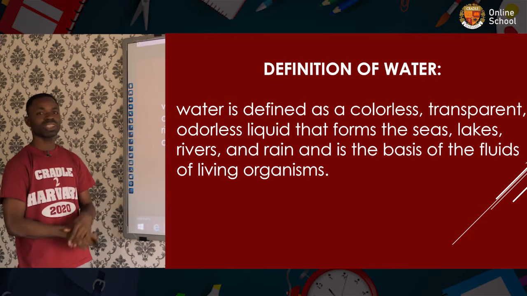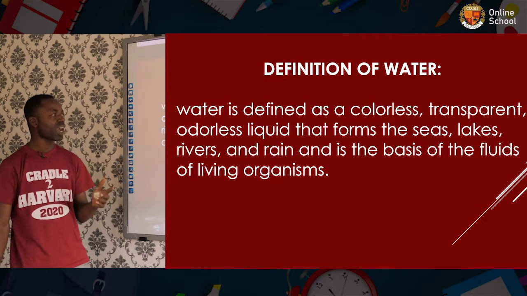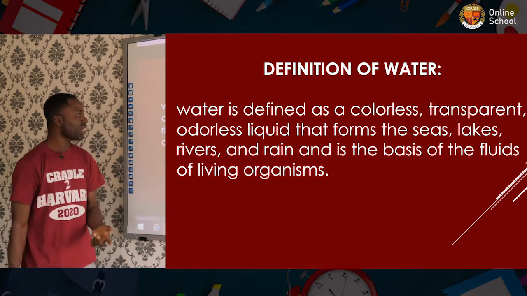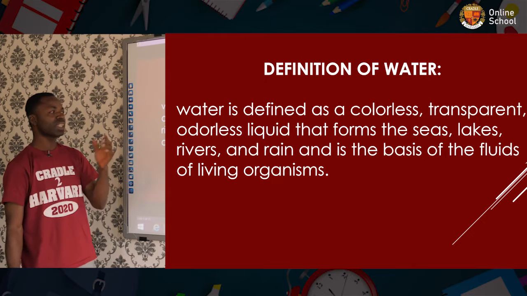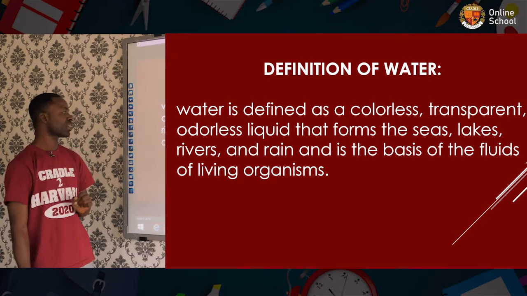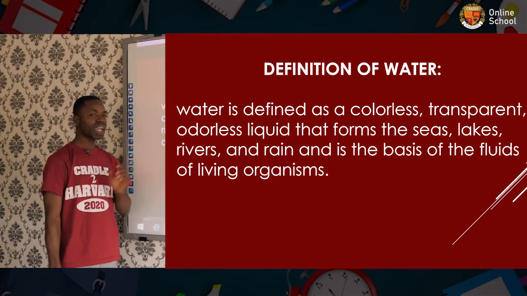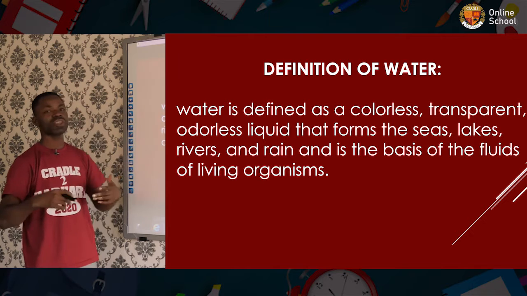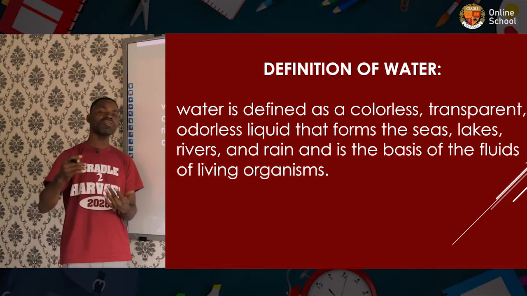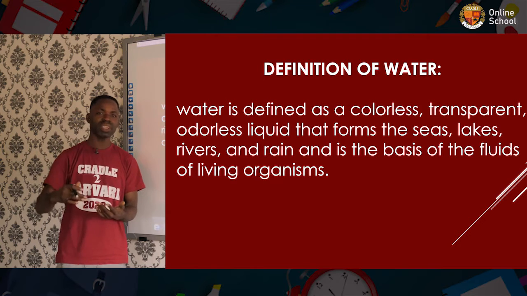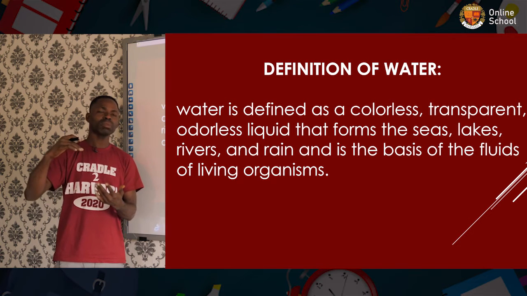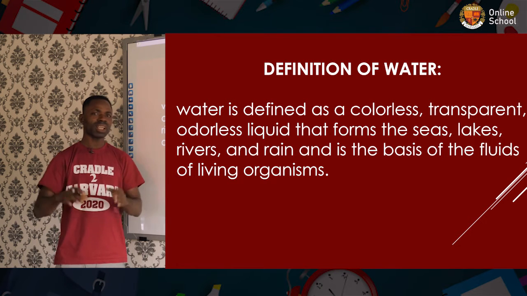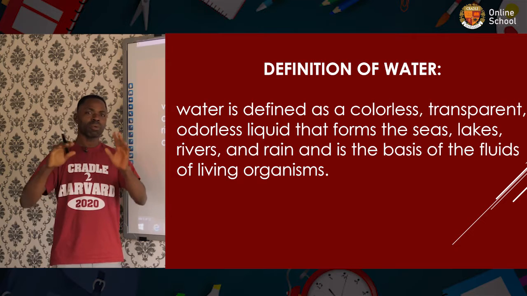So, definition of water. Water is defined as a colorless, transparent, odorless liquid that forms the seas, lakes, rivers, and rain, and is the basis of fluids of living organisms. You will agree with me that every chemical reaction that takes place in your body takes place in a water medium. The digestion in your body is all taking place in a water medium.